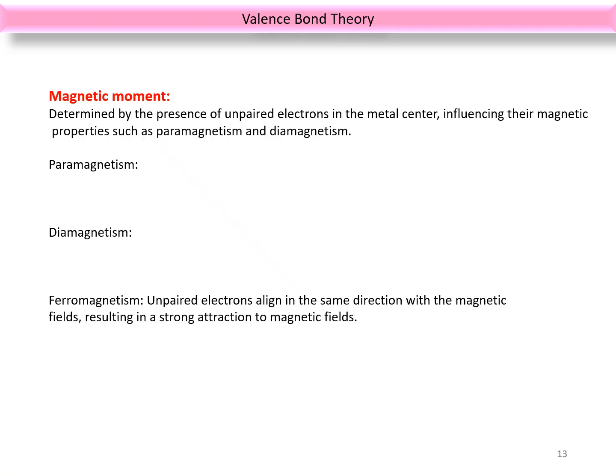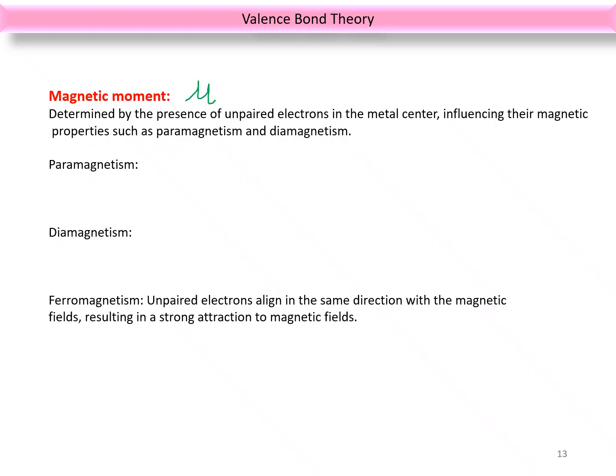The magnetic moment carries the symbol mu. What is magnetic moment? Magnetic moment is a measurement that is determined by the presence of unpaired electrons in the metal center, the d orbital. The number of unpaired electrons in the d orbital of the metal center will result in whether the complex is diamagnetic or paramagnetic.